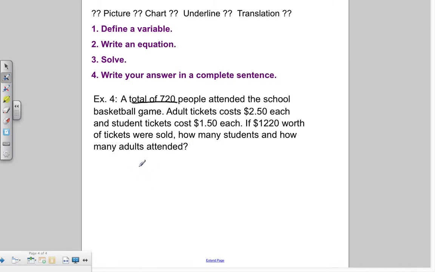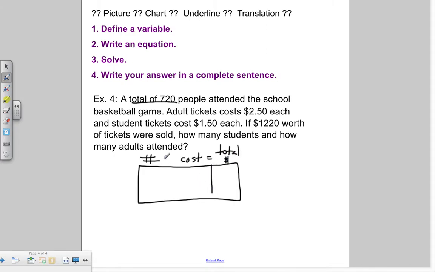Okay, so the reason this calls for a chart is because it's mixing number of people going to something and the cost. So this is the number of people going. This is the cost per person, and this is the total cost. Okay, so if ever you need to do some sort of multiplication problem, like rate times time equals distance, you might use a chart. Now we're talking about two different things here, adults and students. Okay, so I've just done the chart here. That's all I've done is set up a chart.